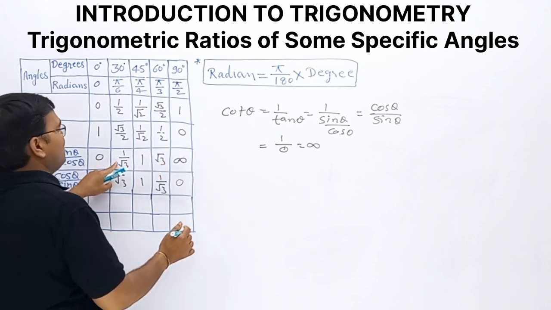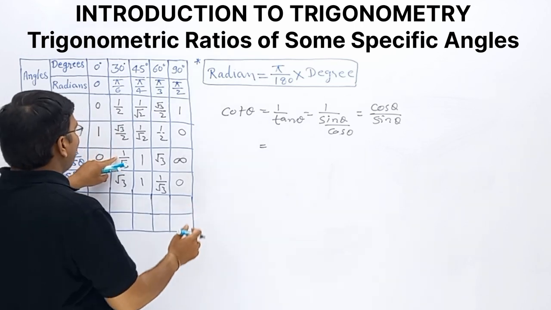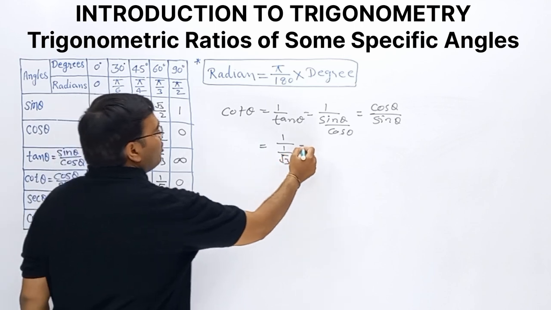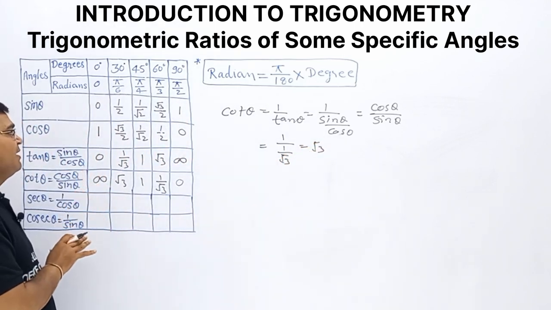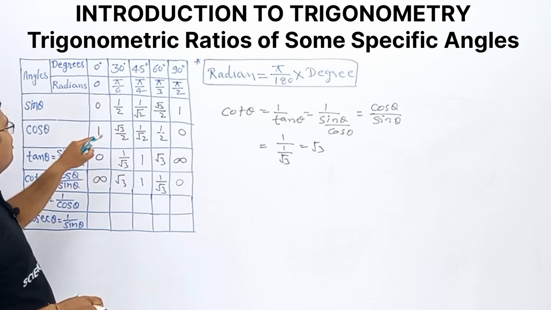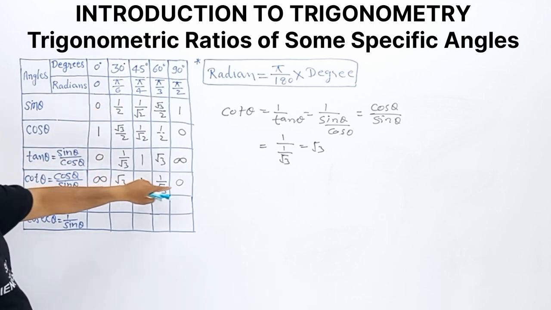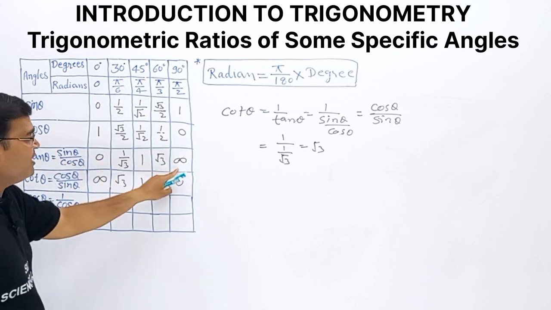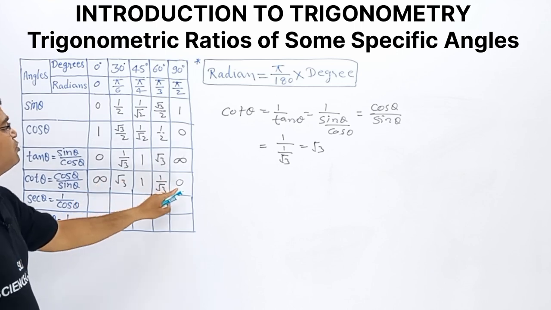Like this one, how are we getting this one? 1 upon square root of 3. Once we solve, what are we getting? Square root of 3. Like this. Clear? So we obtain it. Or we can find cos theta upon sin theta. Cos theta divided by sin theta, we are getting these values. So tangent theta varies from 0 to infinity, but cot theta varies from infinity to 0.